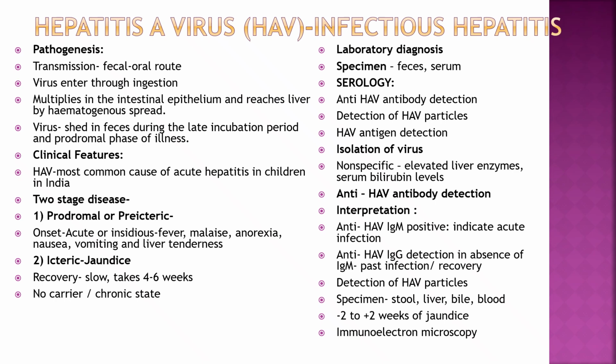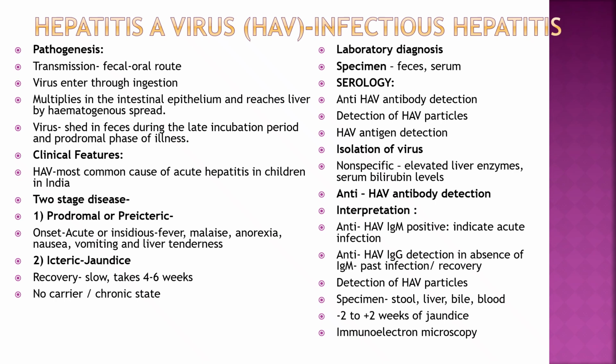Hepatitis A virus, infectious hepatitis. Transmission is by the fecal-oral route. The virus enters through ingestion, multiplies in the intestinal epithelium and reaches the liver by hematogenous spread. Virus is shed in feces during the late incubation period and prodromal phase of illness. Clinical features: HAV is the most common cause of acute hepatitis in children in India. Two-stage disease: prodromal or pre-icteric phase, onset acute or insidious, fever, malaise, anorexia, nausea, vomiting, and liver tenderness. Icteric or jaundice phase, recovery slow, takes 4 to 6 weeks, no carrier or chronic state.